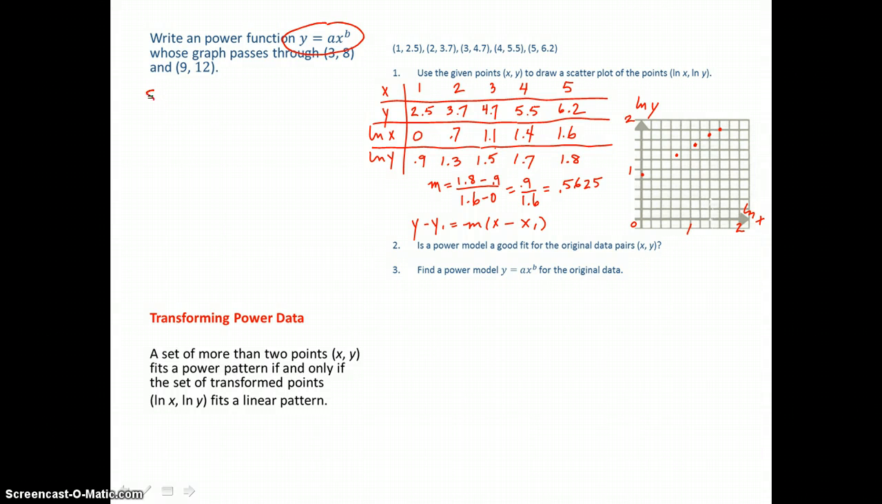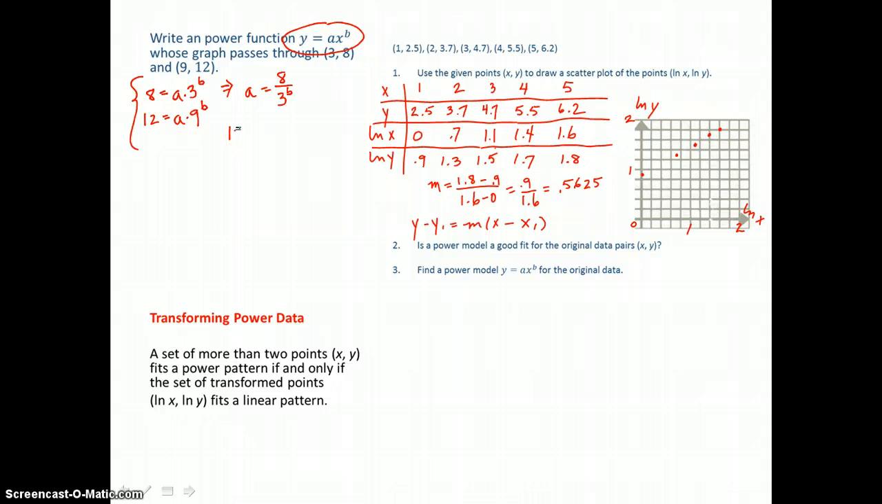My first y value is 8. It's equal to a times x, which is 3, raised to the b power. And my second equation has a y value of 12. It's equal to a times x, which is 9, raised to the b power. So in this system of equations, I'm going to use substitution again. In the first equation, I'm going to solve for a. It's equal to 8 over 3 raised to the b power.